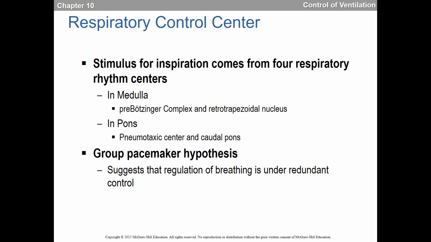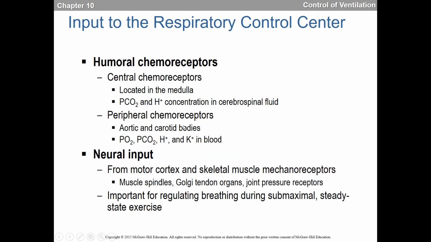Here, let's see where I want you to get. So in the medulla and the pons, there's different things. Let's get through this a little bit faster. There are humoral and neural input areas, so some things to really pay attention to that will increase or decrease ventilation.